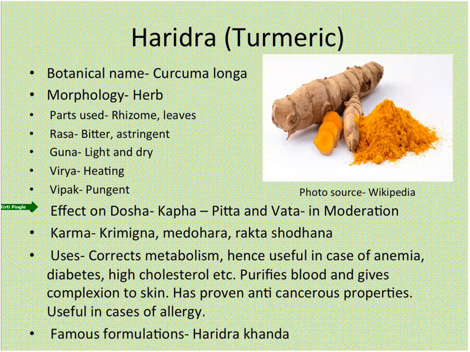on kapha dosha. Main karma or pradhan karma is krimigna, that it works on various types of krimis, or we can call it bacterial infections. It acts as an antibacterial. Medohara means it helps to digest meda, and Rakta Shodhan means purifies blood. So it literally corrects the metabolism, and that's why it is used in issues like anemia, diabetes, high cholesterol.